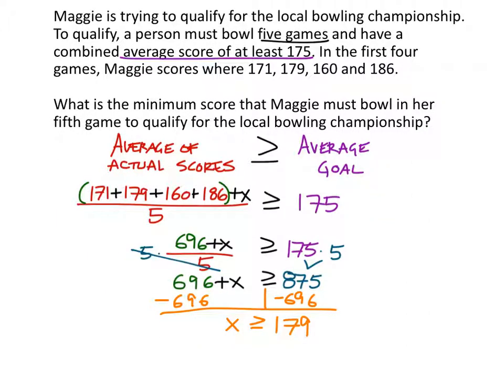So after subtracting 696 from both sides of this inequality, it looks like we have a score of 179. So Maggie's score can equal 179, but it can be more than that as well. So let me rephrase that. The minimum score she can get is 179 or more in order to qualify for this local bowling championship.